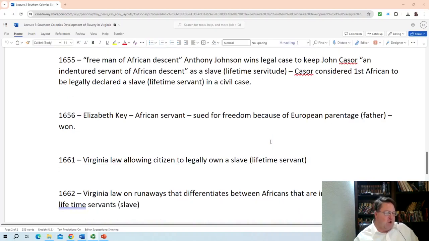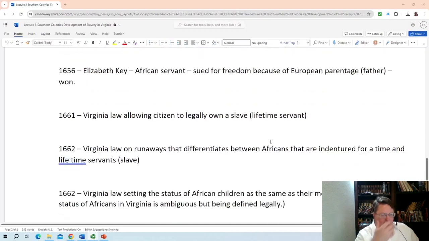1656 is another extremely interesting case. A woman named Elizabeth Key sued for her freedom. She is an African servant. Based on the primary documents, there's no contract. We can't find a contract whether she was a lifetime servant or an indentured servant. But in a way, it doesn't matter because of what Key is suing on. When she goes to court, she's not suing based on contract. She sues for her freedom based on her parentage.